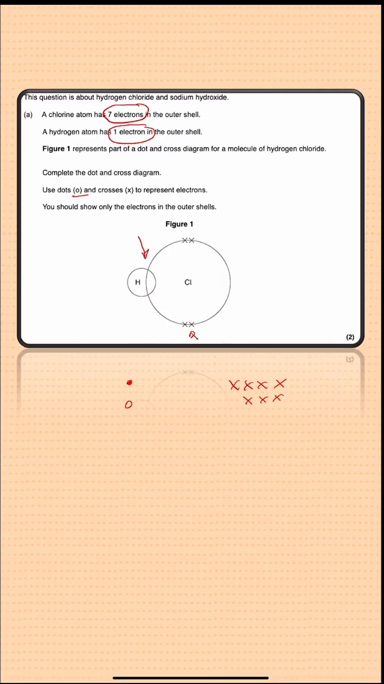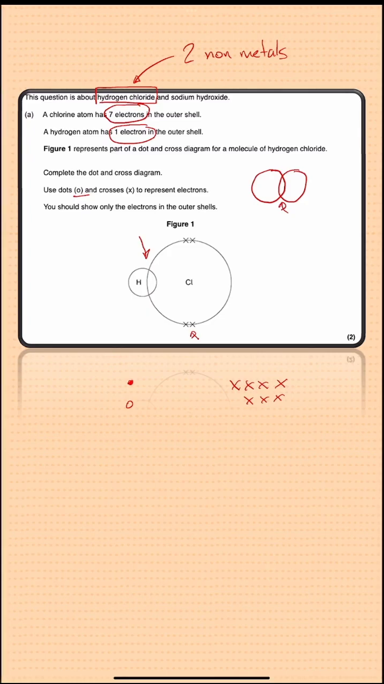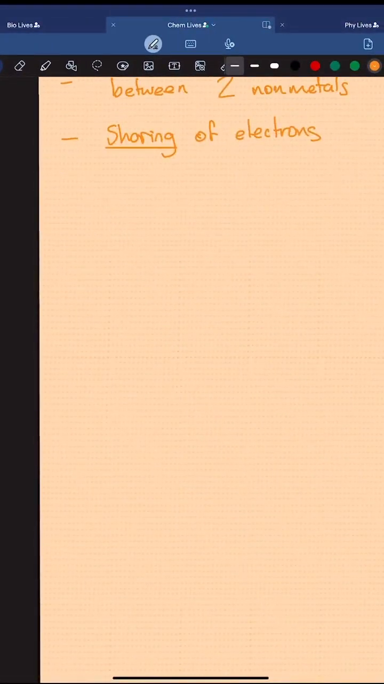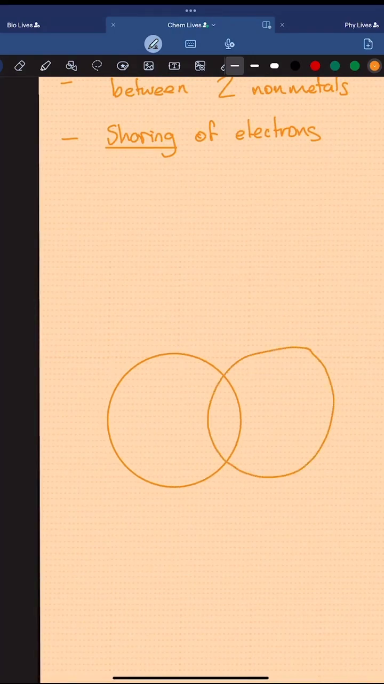First of all, can anyone tell me, is this covalent, metallic or ionic bonding here? Covalent, good. The way we can tell it's covalent is because it's hydrogen chloride. That's one way. It's 2 non-metals. That's what I said covalent's all about. Another thing is this diagram. Whenever your dot and cross diagram looks like a Venn diagram, it's covalent because in the middle here you show the electrons being shared. So if we go back to our notes, you'd have 2 atoms with an overlapping section in the middle.